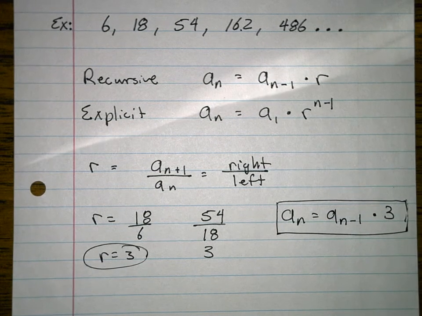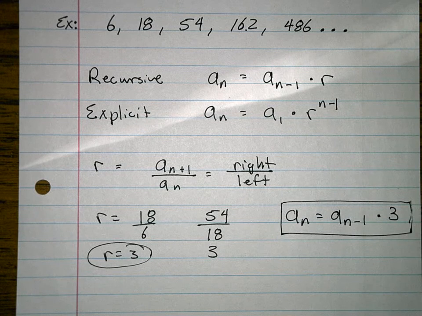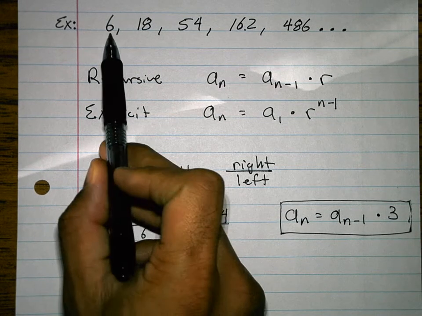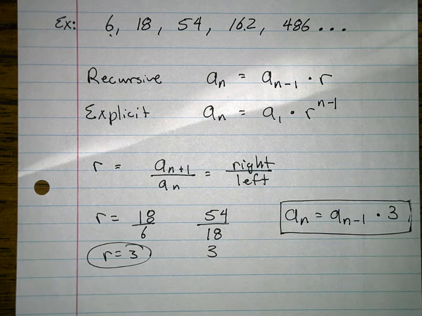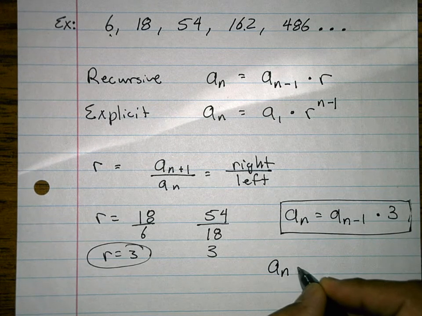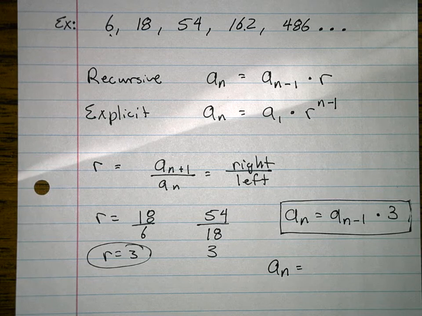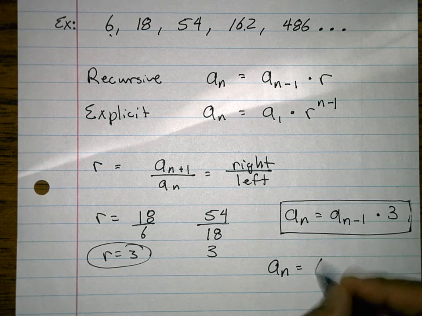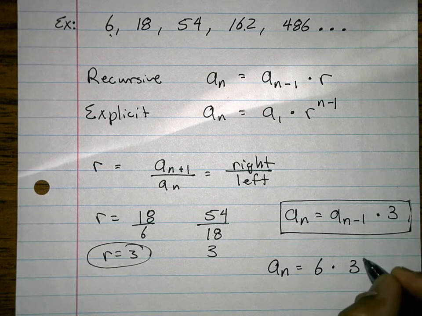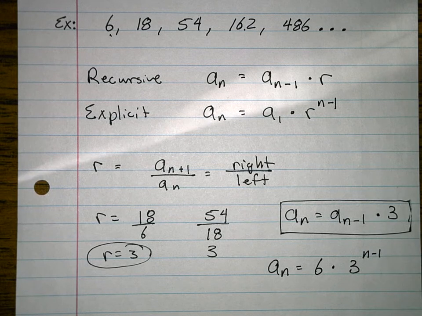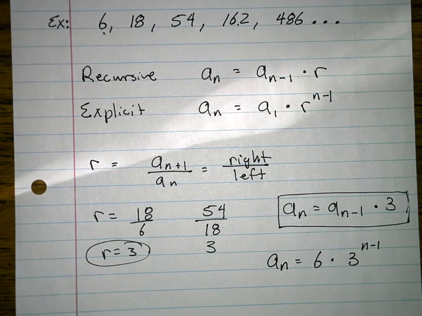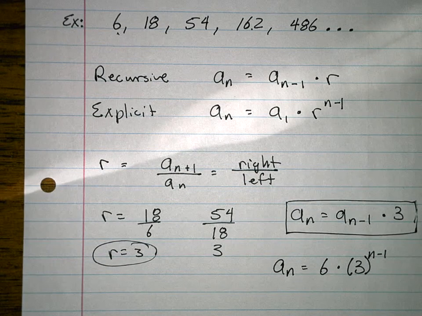Okay. Now for the explicit formula, I need to find the first term, and that's just by looking up here at the sequence and realizing that it's 6. So the explicit formula is a sub n equals 6 times r to the n minus 1, and that is my explicit formula. Okay. And realizing that I do not multiply these numbers first when I actually use that. So let's look at another one.